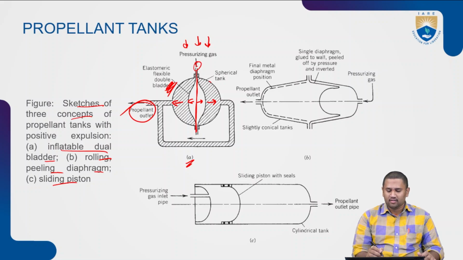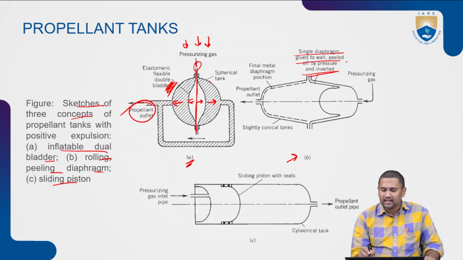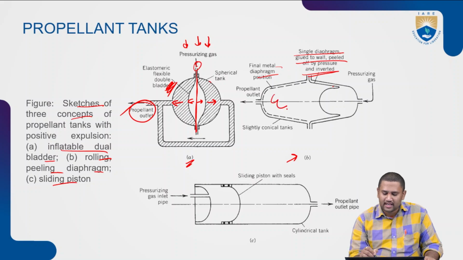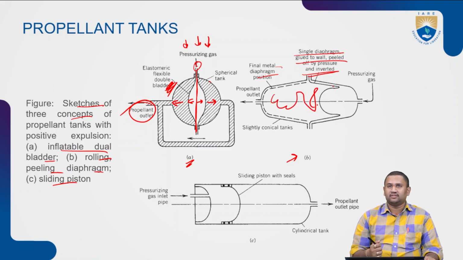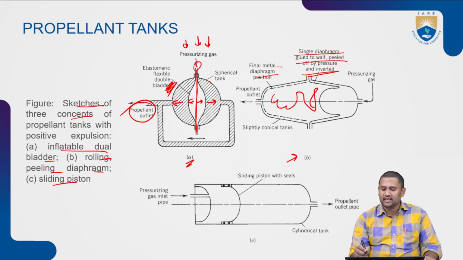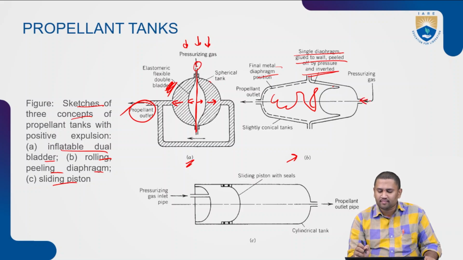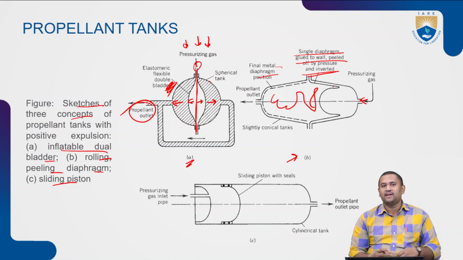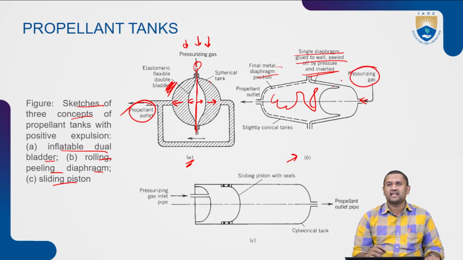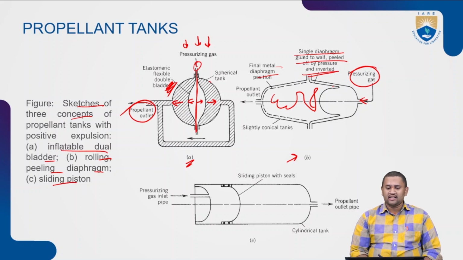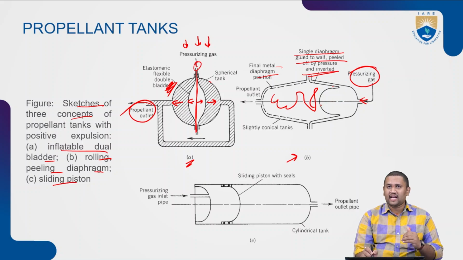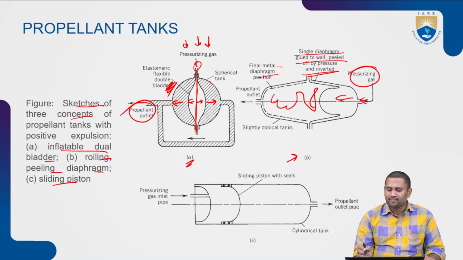Next is the rolling peeling diaphragm, where the diaphragm is glued to the wall, and the propellant is filled inside the tank. From one side of the diaphragm, the outside, we have input connections for sending in the pressurizing gas. The gas can be anything, right? As the volume of the gas decreases, we pressurize the side of the diaphragm, which again pushes out the required propellant.